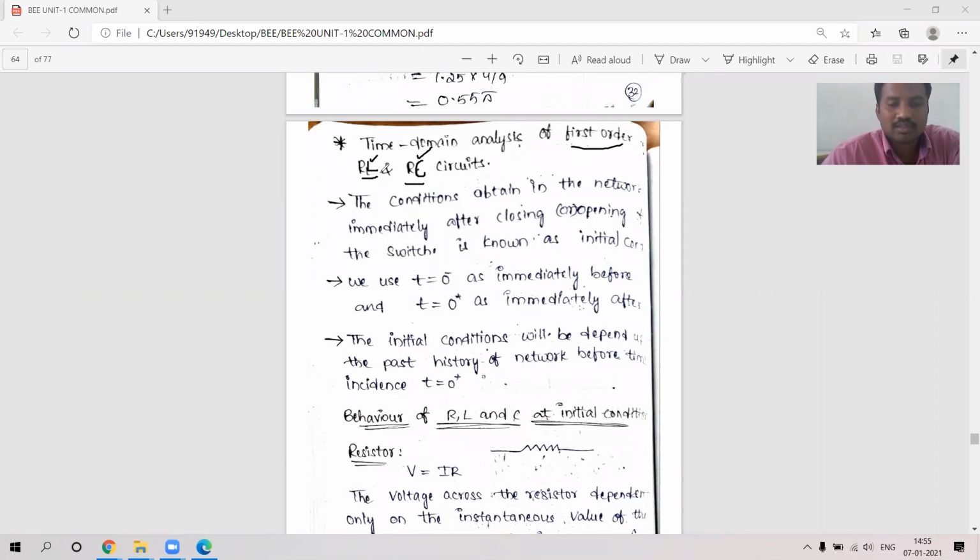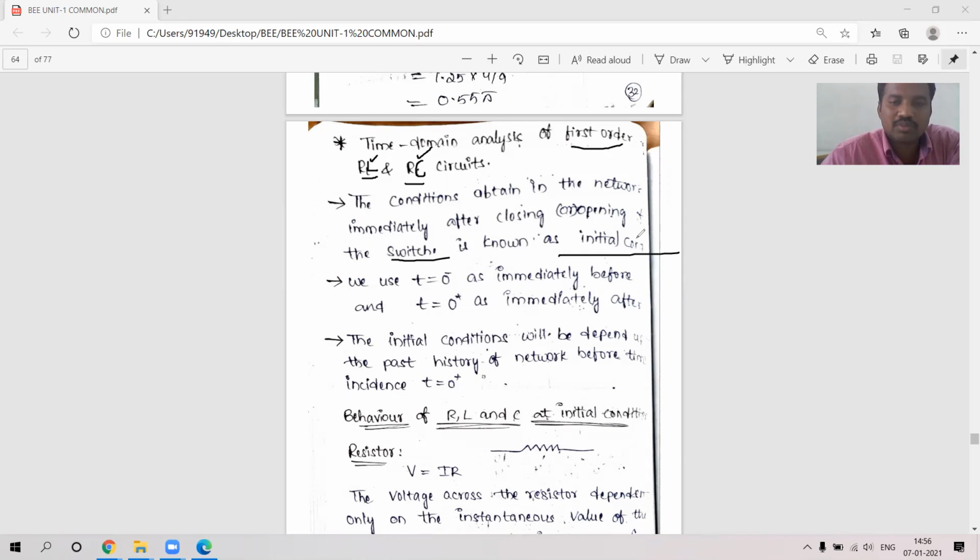And we know that whatever energy is stored, it cannot be discharged immediately; it takes some time to discharge. So it depends upon the time interval. Here we can close the switch or we can open the switch. Closing or opening the switch, at that time we call it the initial conditions.